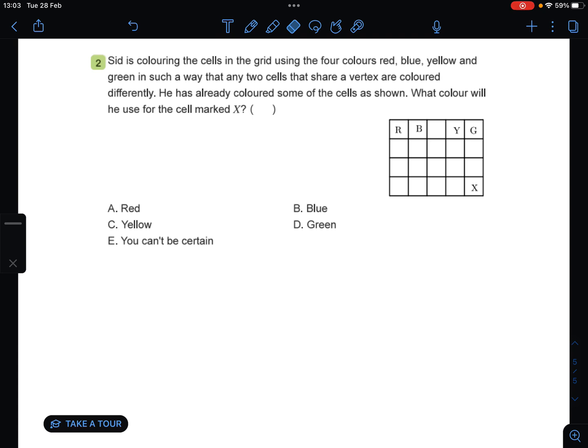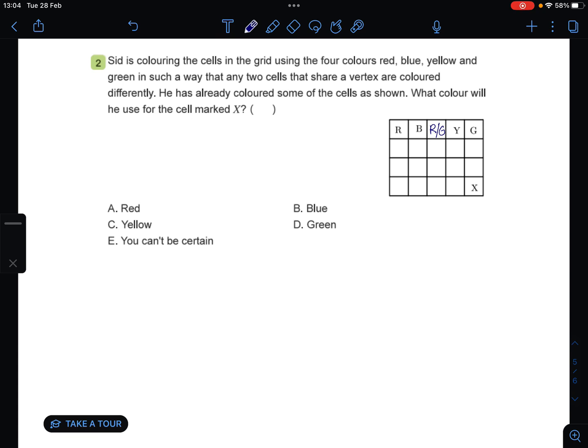So we know some of the colours at the top and we need to work our way down to see what we can learn about X. Now, if we focus on the cell in the very middle, in the centre of the first row, it can't be blue or yellow because it shares two vertices with each of these colours. So that means it can only be red or green. Now, it can be either of these, so I'm going to use a slash to represent, I don't know if it's red or I don't know if it's green, one of those two.